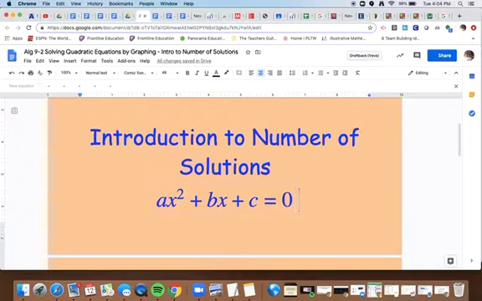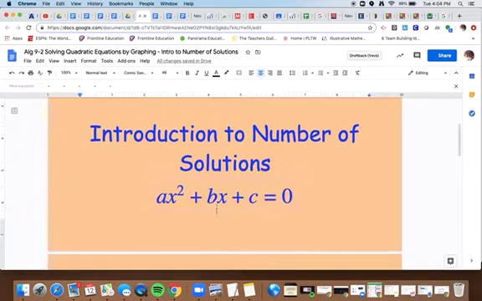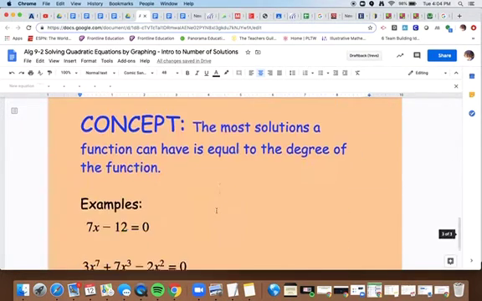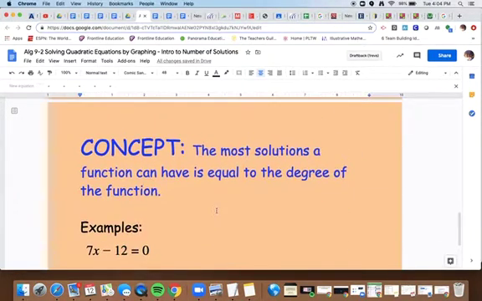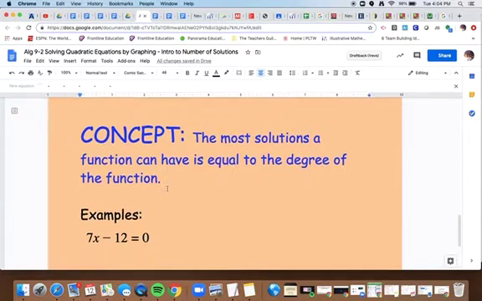So in any of these, the big thing I want to show you is that this degree right here is 2. So there's this neat little rule you can use, and I'm going to show it to you right down here: the most solutions a function can have is equal to the degree of the function. All right, and remember the degree of the function is the highest exponent that's available.